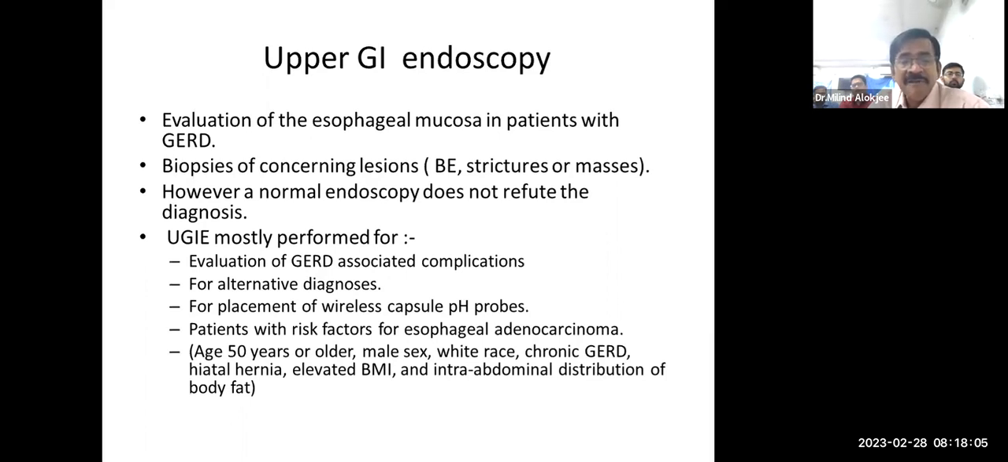And for one of the evaluations of this reflux disease, pH monitoring, upper GI endoscopy will be used to place, sorry, a wireless capsule into the esophagus. Patients with risk factors for esophageal adenocarcinoma need to be evaluated by upper GI endoscopy.